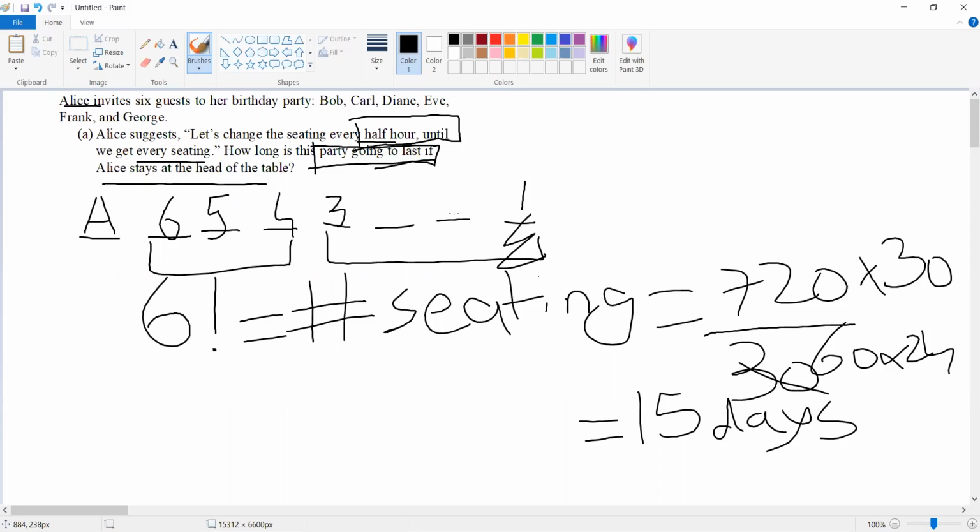And if we don't have this condition that Alice stays at the head of the table, then what would be the answer in that case? 7 factorial. 7 factorial, exactly. You're right. So how is that?